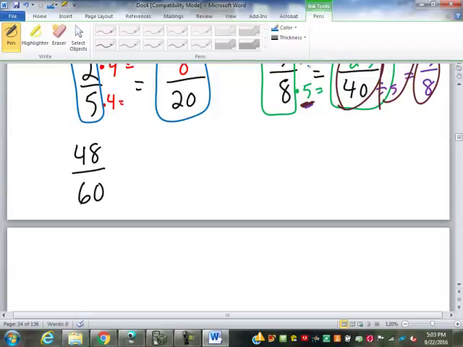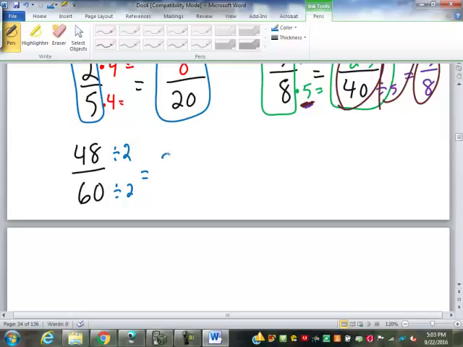So here, for 48 over 60, I have to look at those, and I have to figure out, is there a number that divides into both 48 and 60? Now, there are actually several of them. Which one do you see first? 2. They're both even. So I can divide them both by 2. Now, many of us were taught that you have to find the largest number that divides both of them. It's called the greatest common factor. That's not true. We can divide by anything. Both of them are divisible by 2, so let's divide by 2.